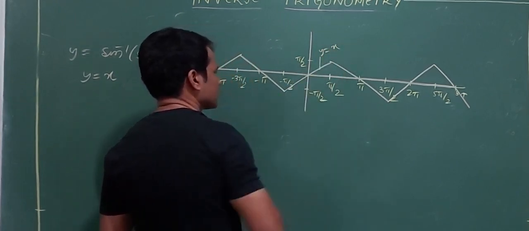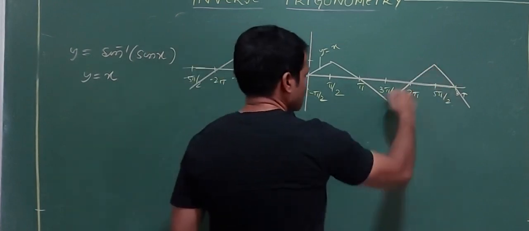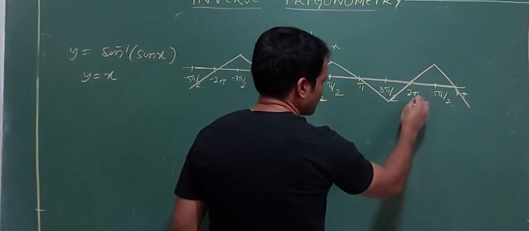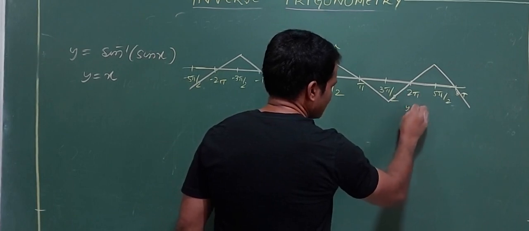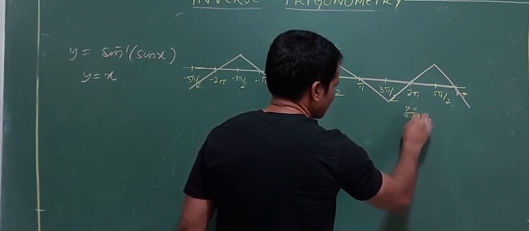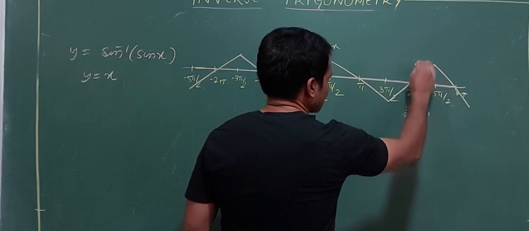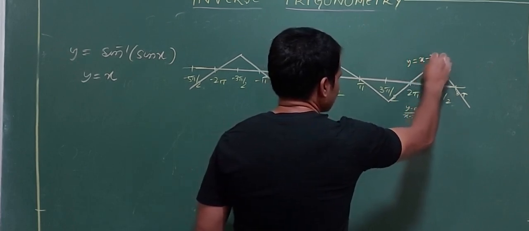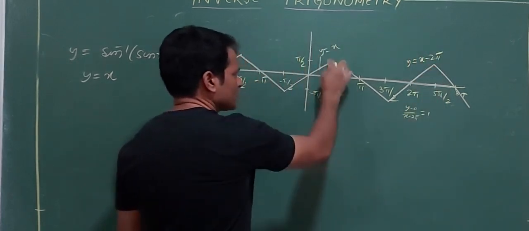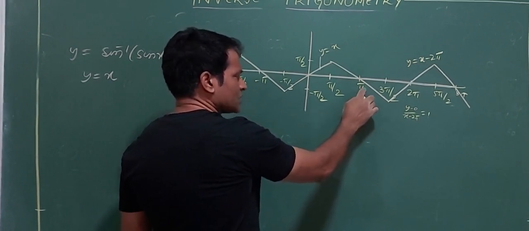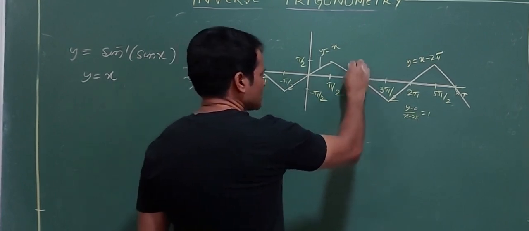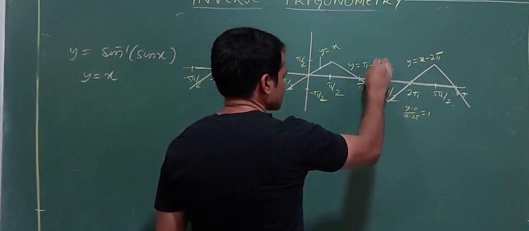Now this line's equation is y is equal to x. This line's slope is 1, so this line's slope is also 1. This line passes through (2 pi, 0). So how do we find the equation of this line? It passes through (2 pi, 0): (y minus 0) by (x minus 2 pi) is equal to 1. So this line's equation is y is equal to x minus 2 pi. So simple. This line's slope is minus 1 and passes through (pi, 0): (y minus 0) by (x minus pi) is equal to minus 1. So this line's equation is y is equal to pi minus x.